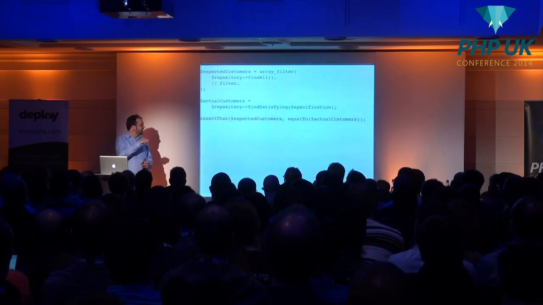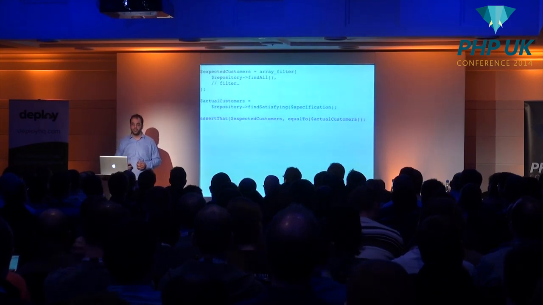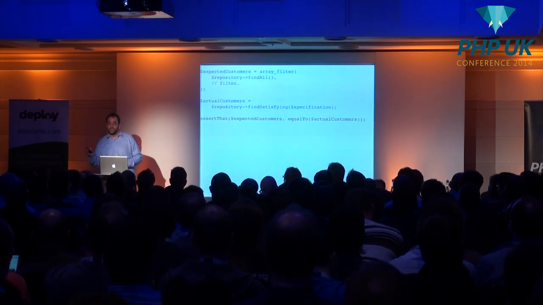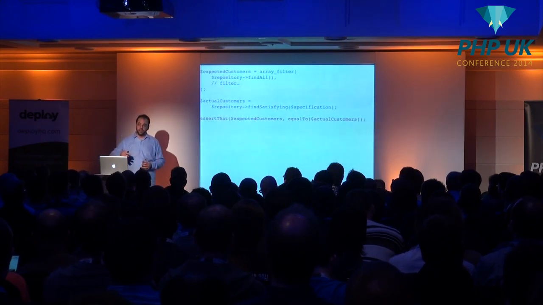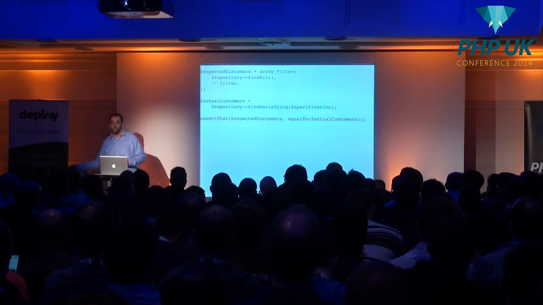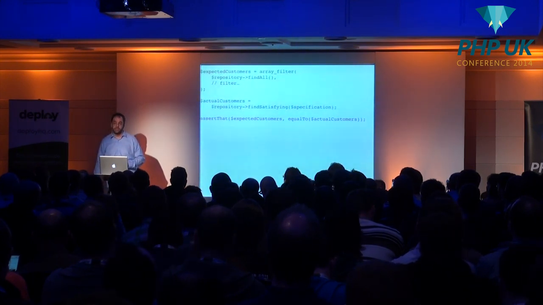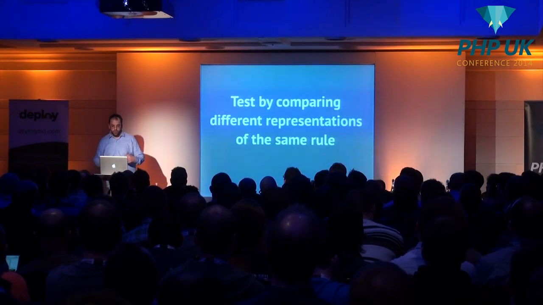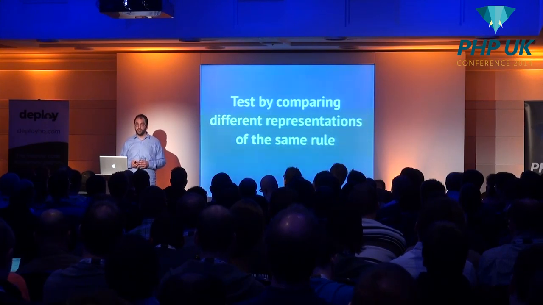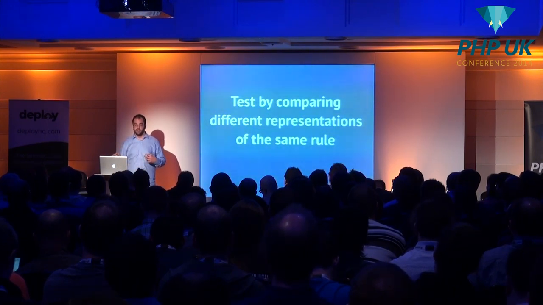And actually, this example that I have here is not very complete. What you would want as well is to make sure that all the customers that pass the specification are in the list of customers that you queried, and all the ones that didn't pass the specification are in the ones that you didn't query. But I think this is kind of self-evident. So what you can remember here is to test your business rules and your queries by comparing different representations of the same business rule.